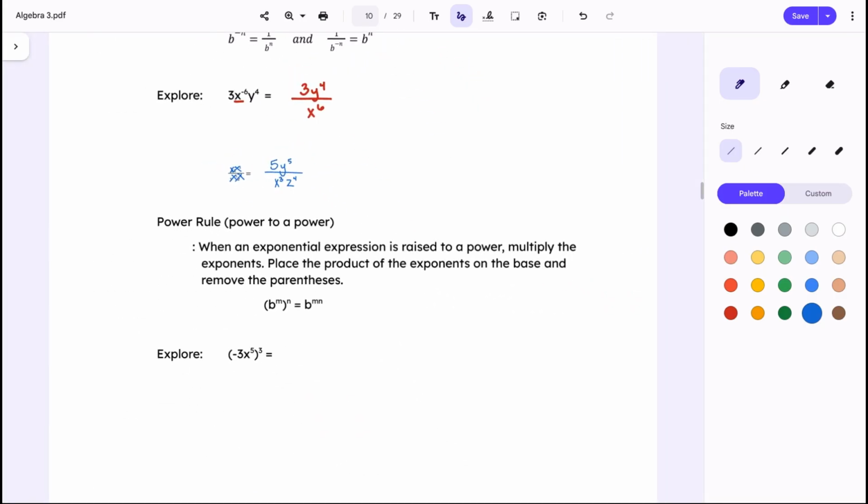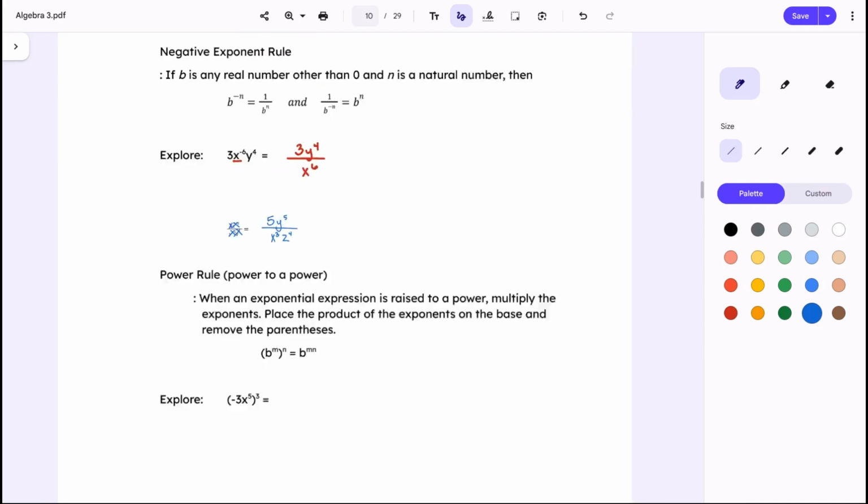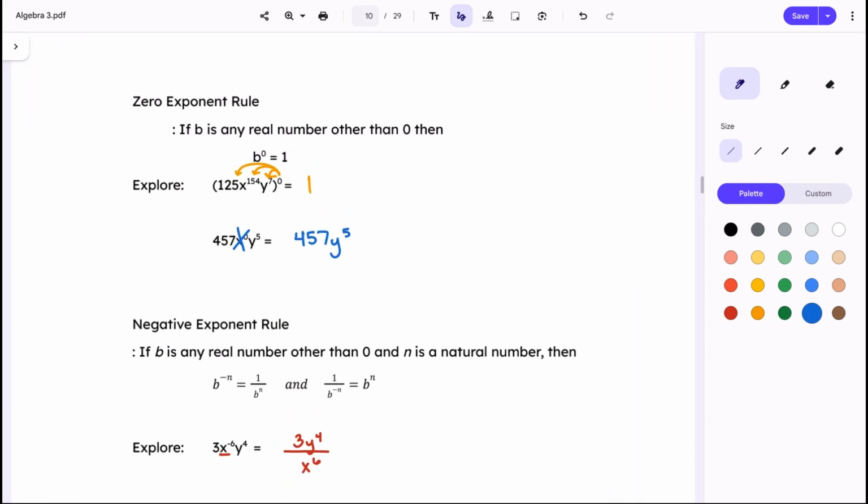The next one is called the power rule. This is different than the product rule. The product rule is the one we started out with where you're multiplying terms, so they're all individual. The power of a power rule involves grouping symbols of some sort, with things with exponents on the inside and an exponent on the outside, kind of like what we saw up here. This one is demonstrating the power rule.